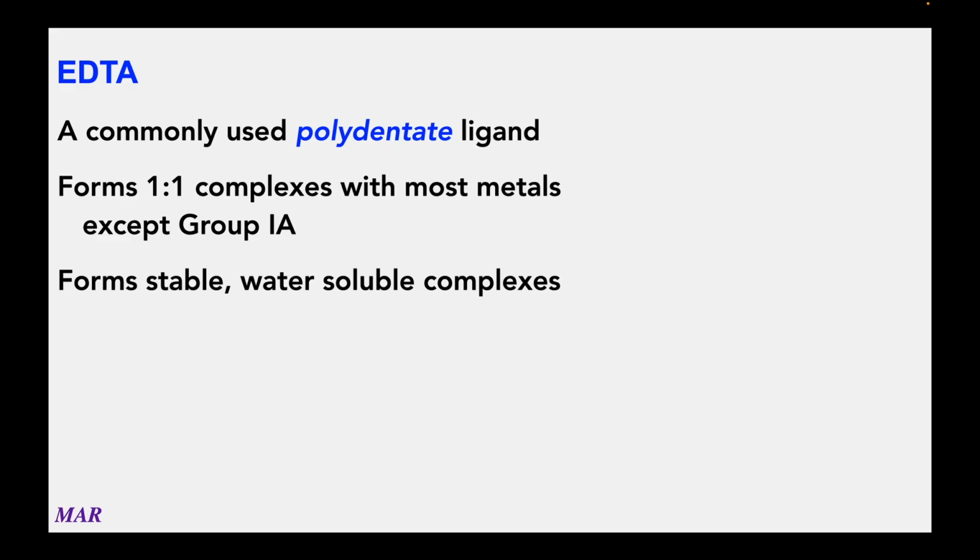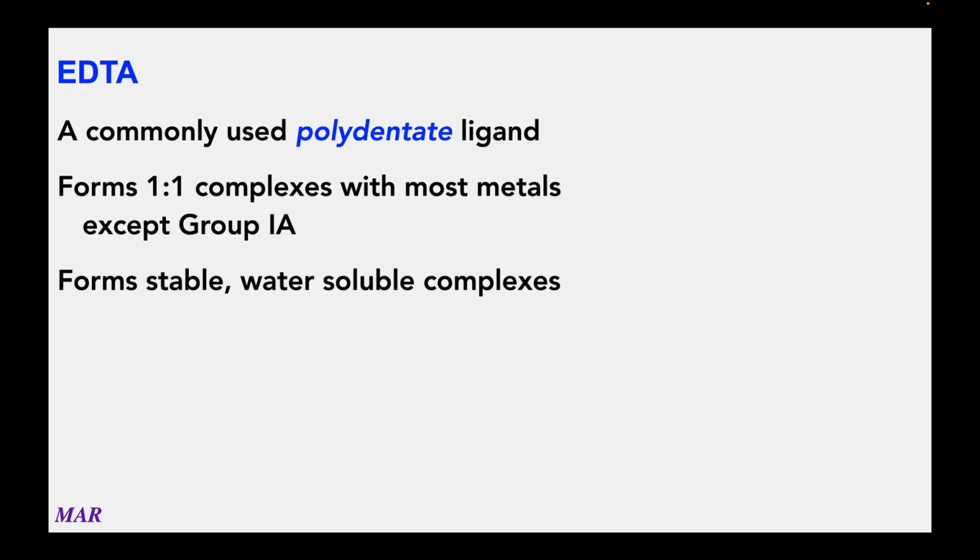So what that means, for example, if I put EDTA with chromium, it would take one EDTA to bond with one chromium, 1-to-1, all right? Now, it doesn't do very well with group 1A, so sodium, potassium, lithium, EDTA doesn't work very well. However, all the other metals, in my opinion, it works really well, and it can pull the metal out of a solution if you don't want the metal to be there.